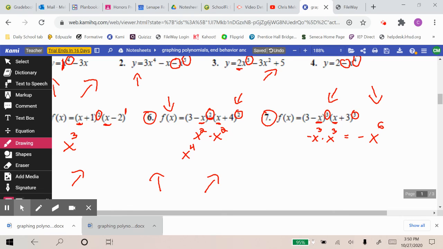All right, so this is going to be, it's an even power, but it's negative. So it's kind of like the parabola that's flipped. So these are both going to go down.